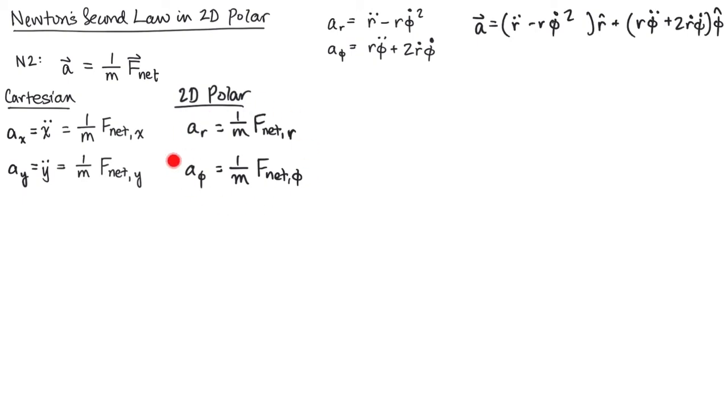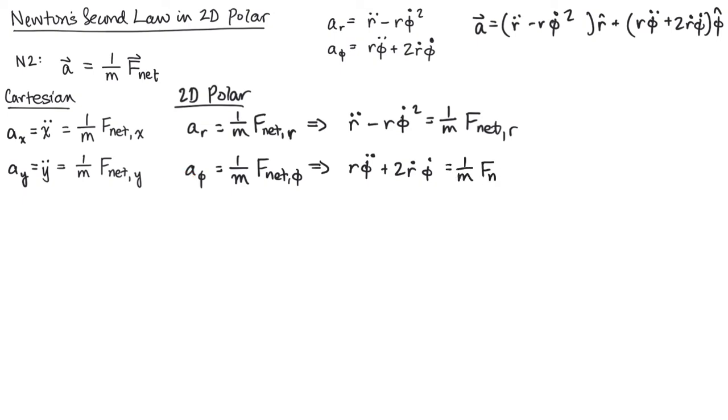So let's expand these two equations using our information for the radial and tangential components. The first equation here is going to give us r double dot minus r phi dot squared is equal to 1 over m times the net radial force. And the second equation is going to give us r phi double dot plus 2r dot phi dot, that's this piece here, is going to equal 1 over m times the net force in the angular direction.